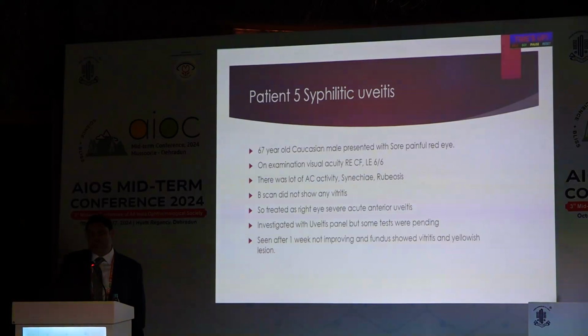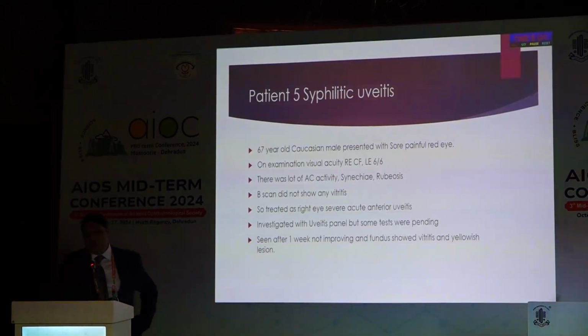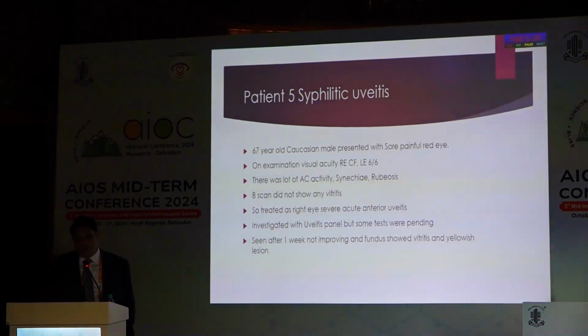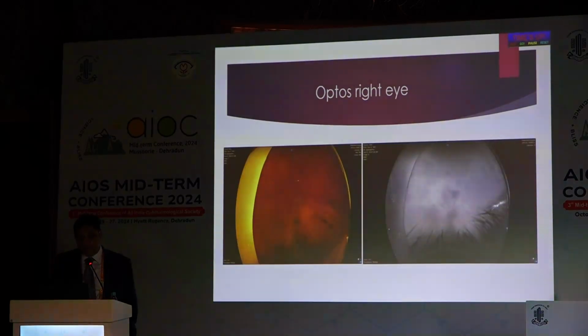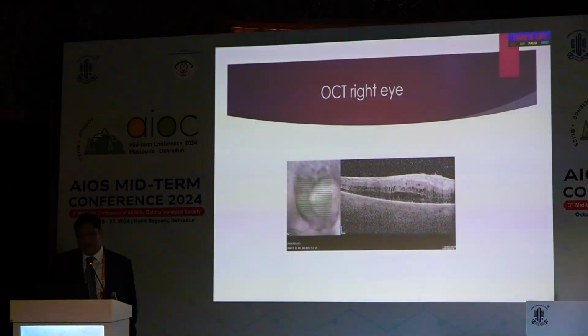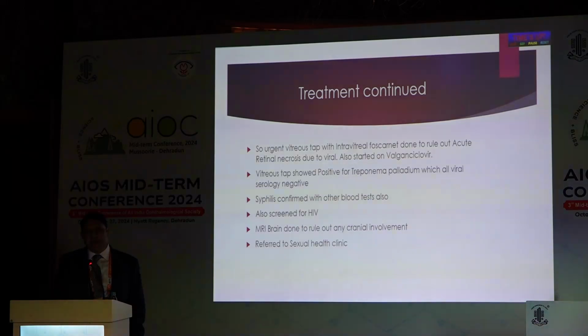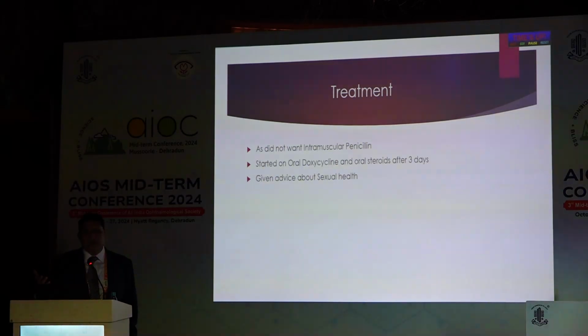This is a 67-year-old Caucasian male who presented with a sore, painful red eye, who had a lot of synechial rubeosis. We did all the tests. He did not give any positive history also. The Optos pictures showed a lot of inflammation in the retina. So ARN and all of that were considered. We did a tap and gave an intravitreal foscarnet at the same time as the tap. We sent for PCR, but his syphilis triple paradigm came back positive. Then we referred to the GUM clinic also. And they all need MRI of the brain because they may have CNS syphilis also.